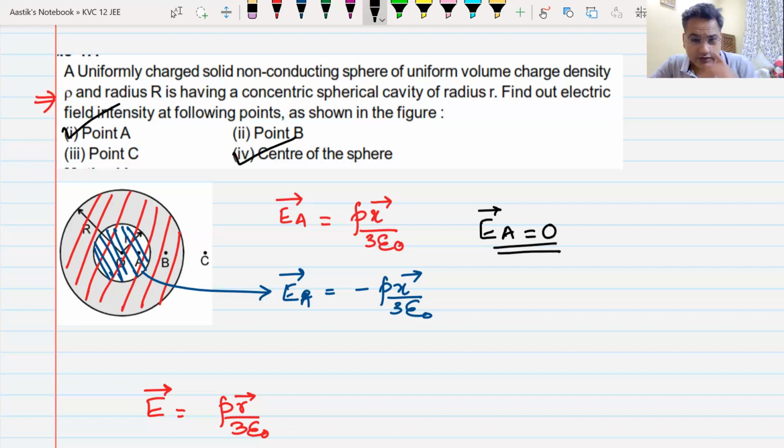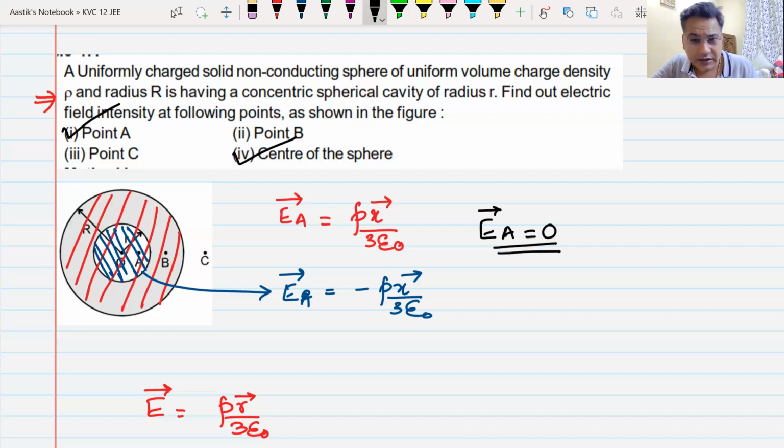In the next class, that is tomorrow, I will shift this hole somewhere else. And that is the question that came in JEE twice, and the question taken from Mirodo, where this hole is not concentric, the hole is somewhere else. Can you find out the electric field at point B and point C?